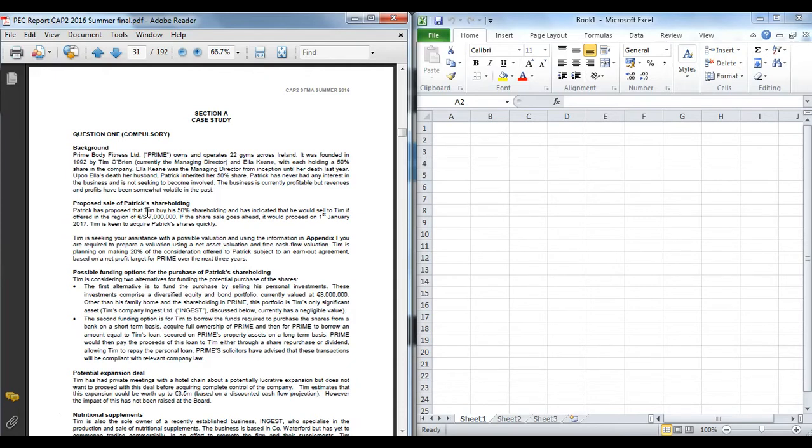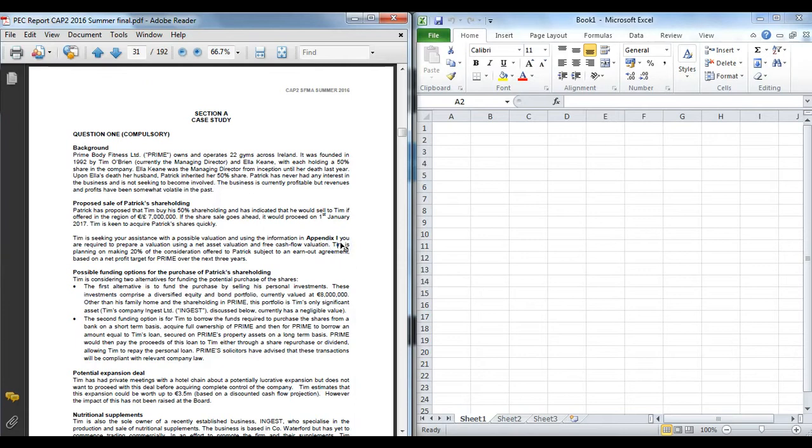So Tim is seeking your assistance on a valuation, and so you're required to prepare a valuation using 2 approaches, which we know already. And Tim is considering offering 20% of the consideration subject to an earn-out agreement based on a net profit target over the next 3 years. So you won't get all the cash up front, you'll get 20% based on if the company hits certain targets over the next 3 years. So that's all the real information here you're given, and you're also told there's relevant information in Appendix 1.